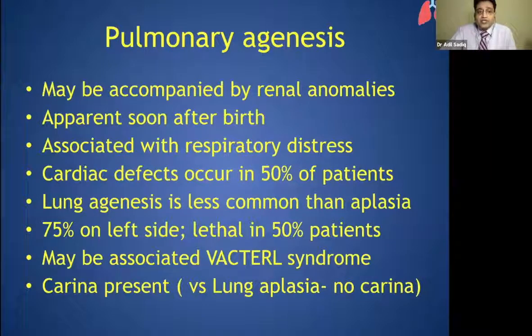Important to understand is that there are a lot of comorbidities as well. Almost 50% of them have cardiac defects. They can even have parts of the VACTERL syndrome, more commonly on the left, and it's almost lethal in 50% of the patients. What differentiates lung agenesis from lung aplasia is the presence of the carina. Agenesis has a carina and aplasia does not have a carina.